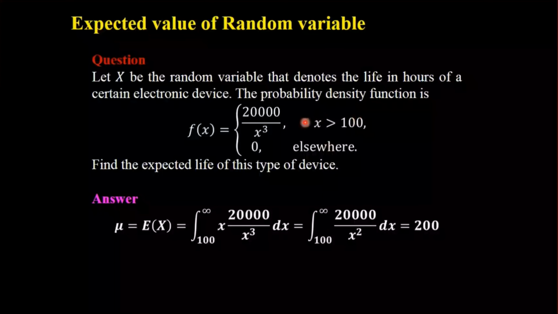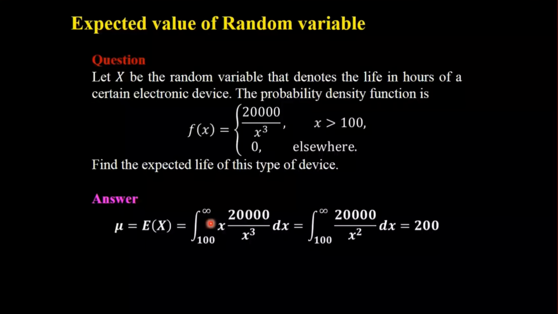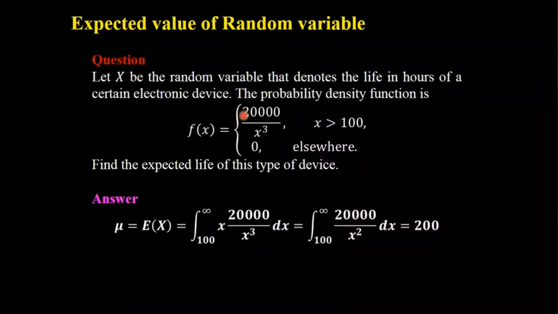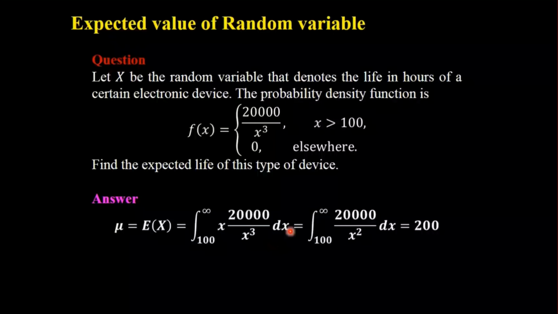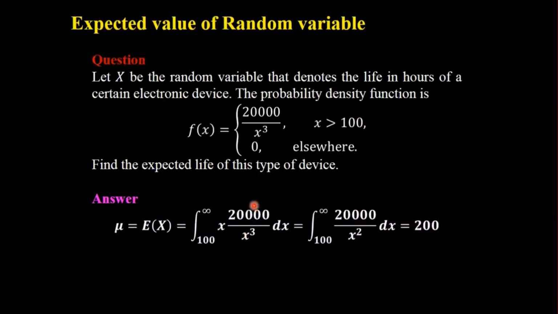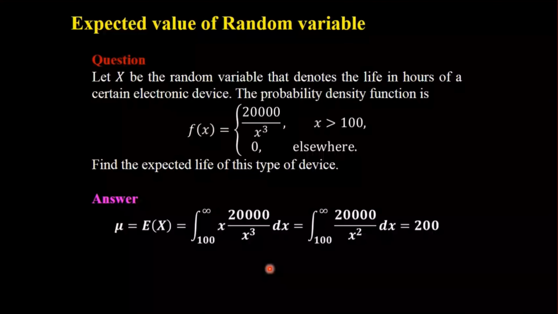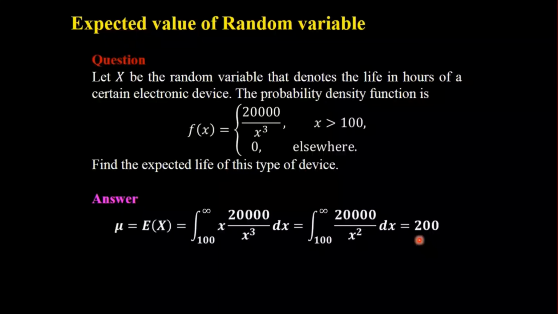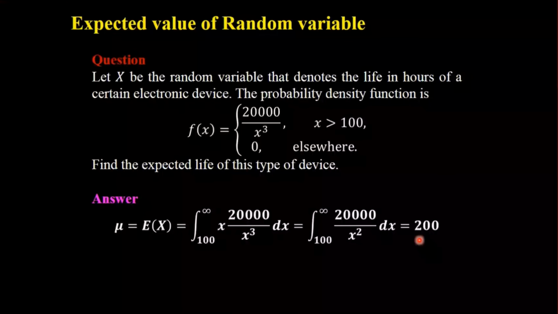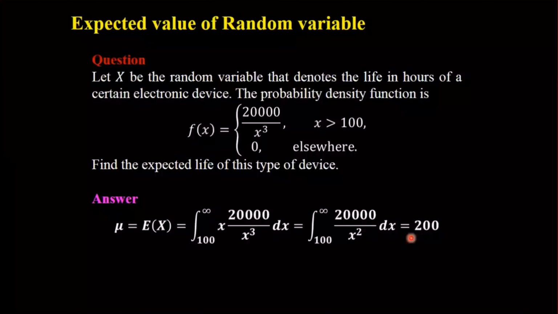Here in this probability density function, x is greater than 100, so that means from 100 to infinity. That will give the expected life. So x into this function value dx, with integration from 100 to infinity. The area under the curve will give you the number of hours of life. So 200 hours, I think, will be the expected life of that electronic device, maybe you can say a bulb or something.